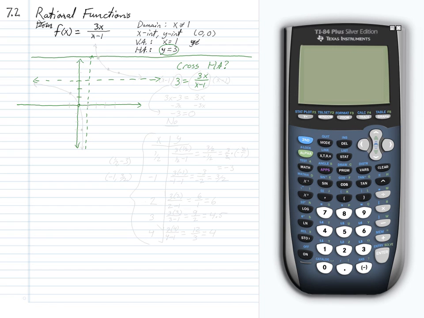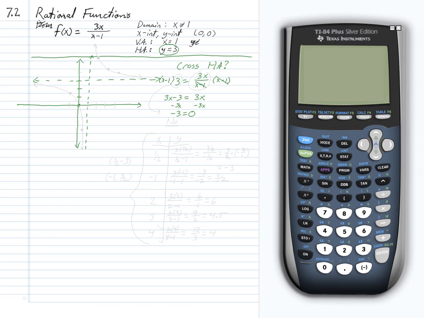Does our function cross its horizontal asymptote? Now I have to solve this rational equation, and I think the easiest way to do that will be to clear the fractions by multiplying by the least common denominator. So on the left I get 3x minus 3, and on the right my denominator cancels out and I just get 3x. Now if I try to solve this equation for x, maybe trying to get all of my x's on the right, I subtract 3x, I see that my equation results in a lie, in a falsehood.